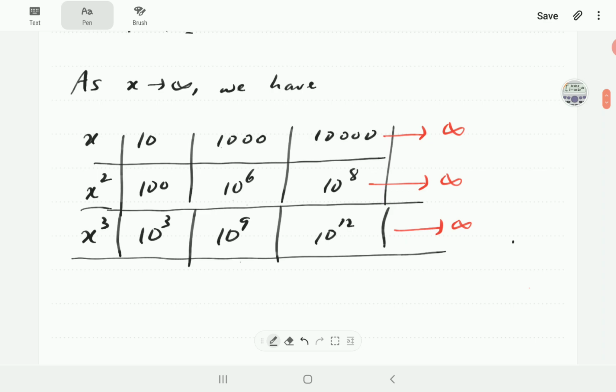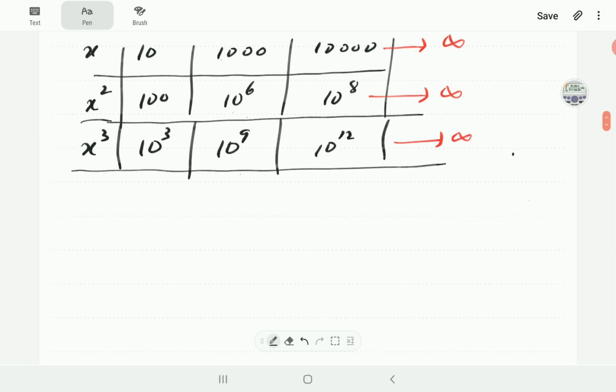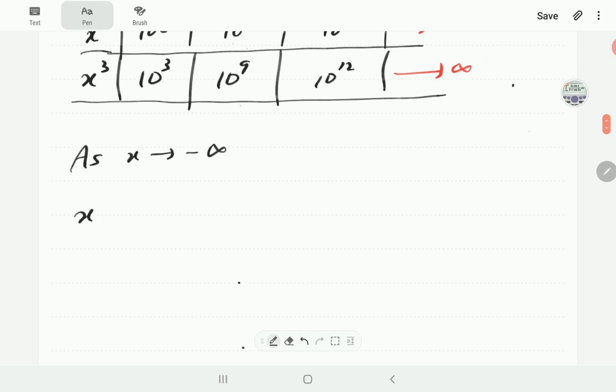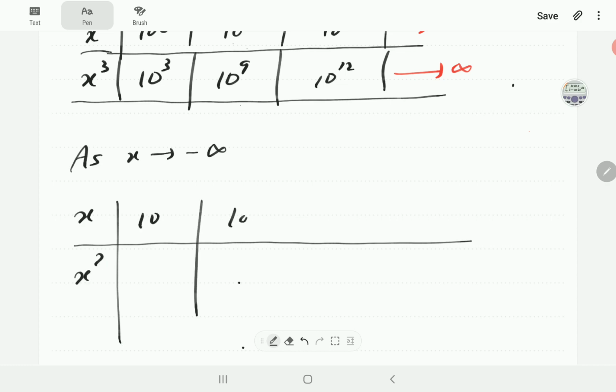So we can see that as x goes to infinity, all powers of x go to infinity as well. Before we conclude, let's see what happens if x goes to minus infinity. We're going to construct a similar type of table. So negative 10, negative 1,000, and negative 10,000, negative this time, because we are investigating the behavior as x goes to negative infinity.